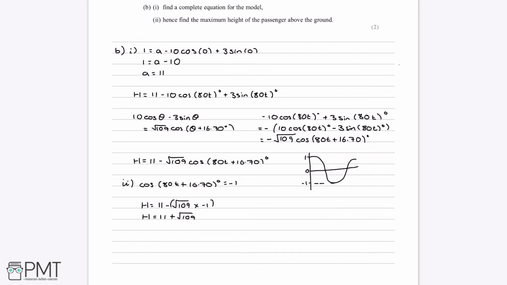This isn't always the case, but for this question, it's 1 mark for part I and 1 mark for part II. The mark for part I comes from getting an answer, and as I said before, there are multiple ways you can write the equation, one being this way over here and another being here. So writing either of these would get you a mark. And our second mark comes from part II, and this comes from getting this answer. It's an answer mark for getting that h is equal to 11 plus root 109.